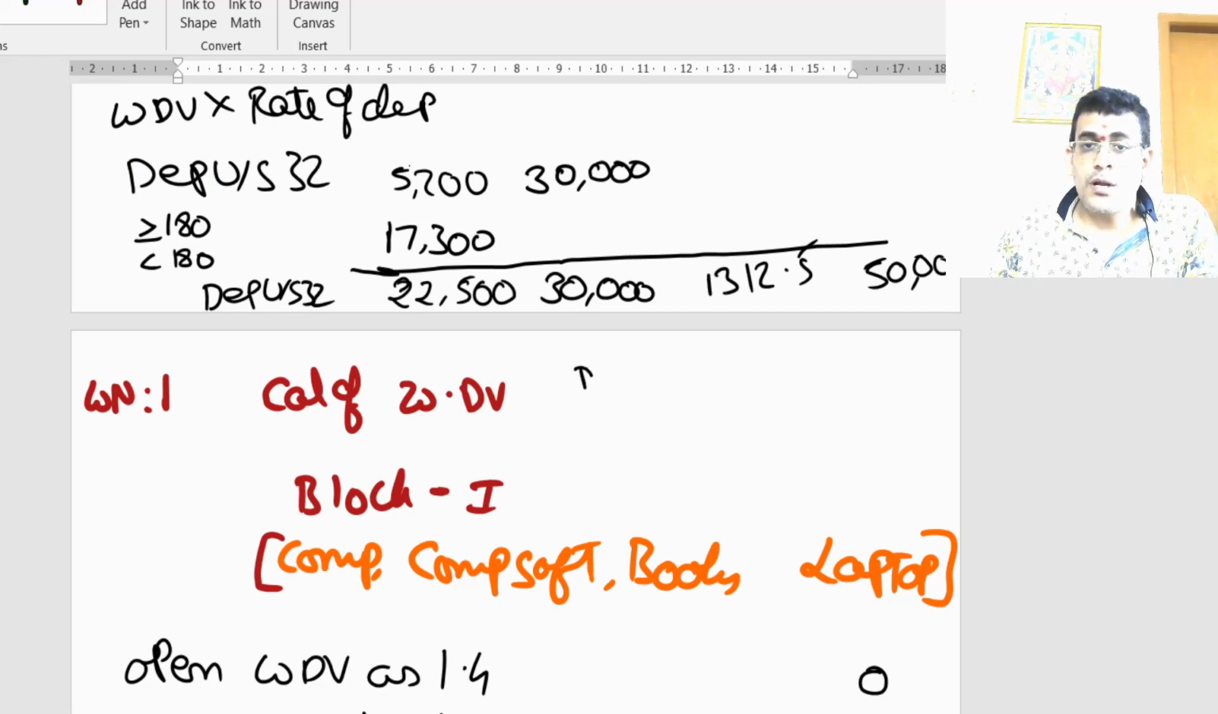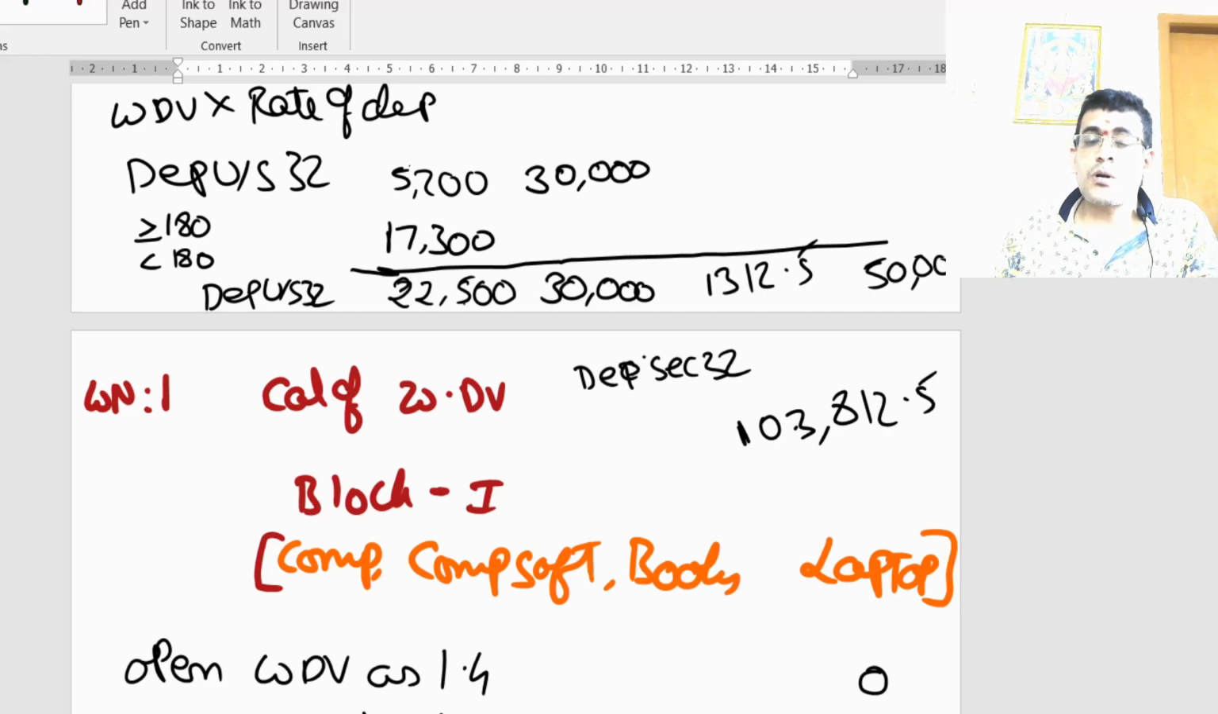Now, what is the total amount of depreciation under section 32? 22,500 plus 30,000 plus 1,312.5 plus 50,000. So the total gives you 1,03,812.5. That is the total amount of depreciation which is admissible as deduction. That's one thing.